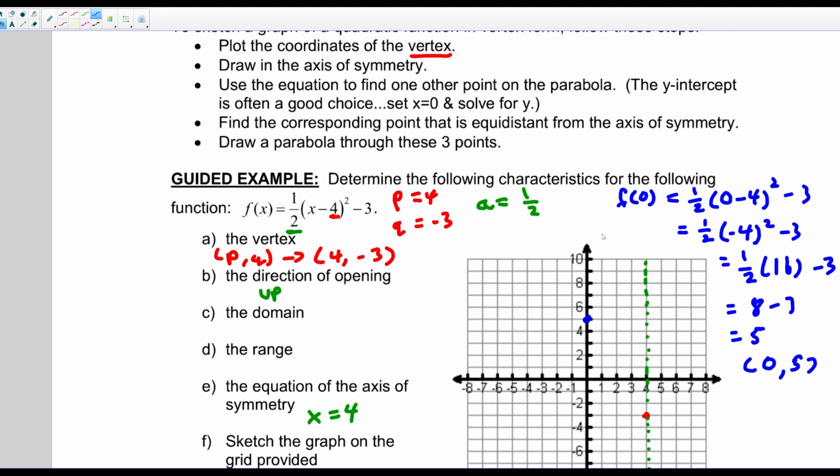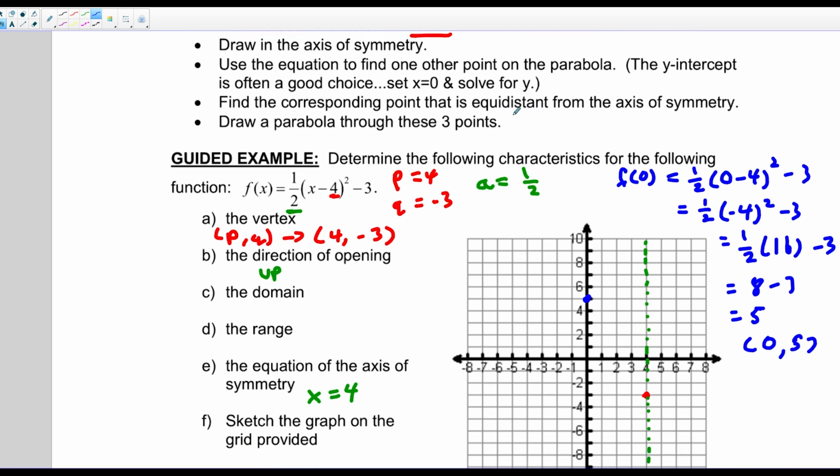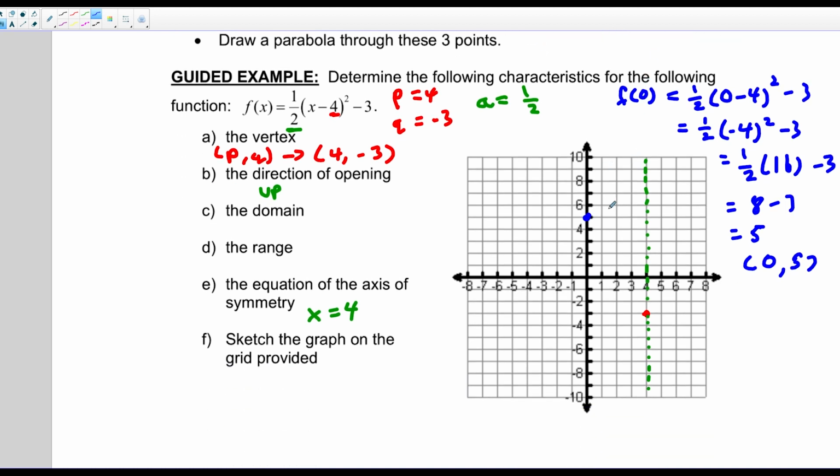So again, going back to this, this point right here using your axis of symmetry, we just use our equation to find a point on the parabola. So we found 0, 5, and we're going to draw the corresponding point that is equidistant, right? The same distance from the axis of symmetry. So what that does for us is we can see here that we are 1, 2, 3, 4 units away on the left-hand side. So we're just going to mirror that same thing on the right-hand side. So 1, 2, 3, 4 units on the right-hand side of it. And we're going to go and draw that point.